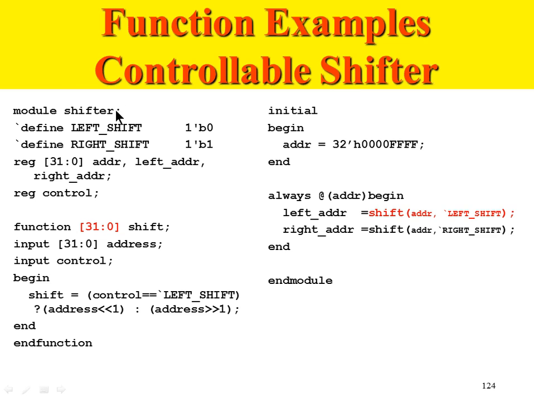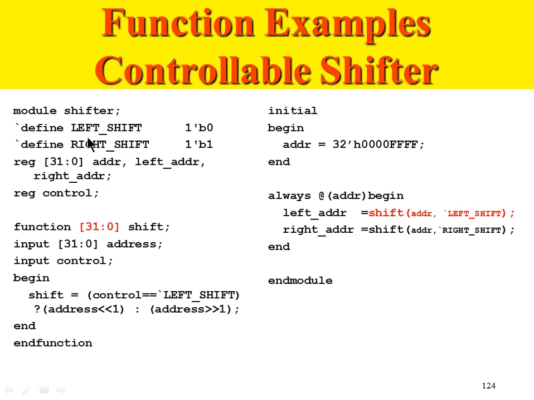Module shifter, no inputs or outputs declared at a module level. Tick define is called a compiler directive. We'll see what this is. This is basically defined like a parameter. We can use tick define instead of parameter. In this case, tick define left shift is 0, tick define right shift is 1.